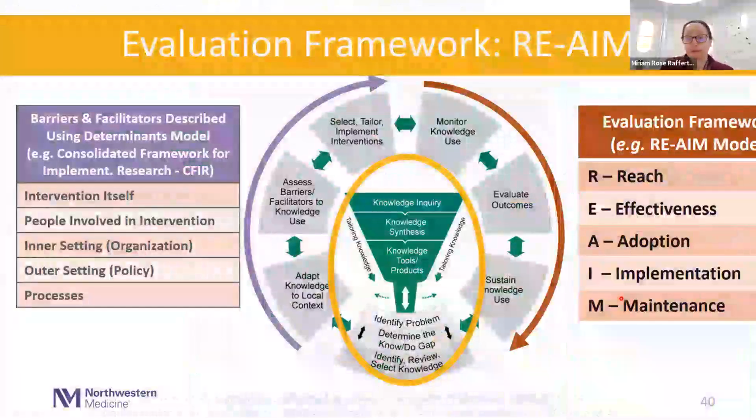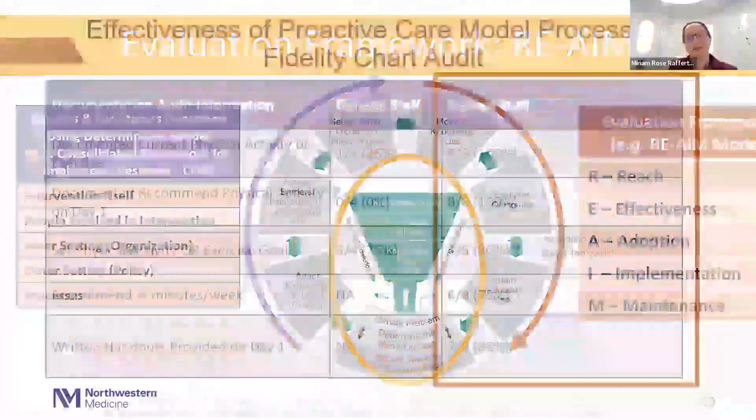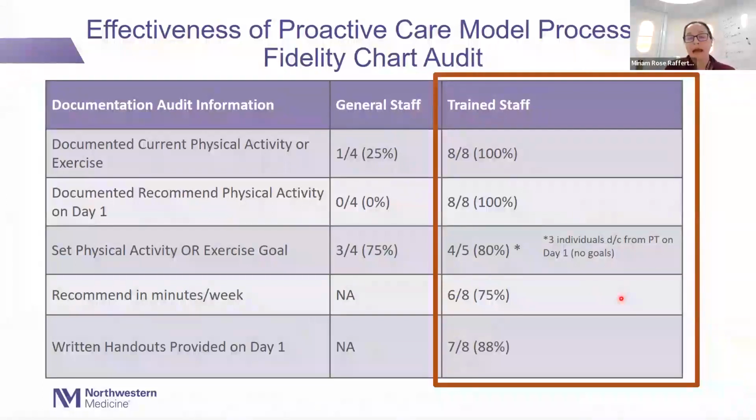We used the RE-AIM framework. And the outcome I want to highlight first is fidelity, and we used chart audits. Chart audits are a really important outcome. In the knowledge to action cycle, they're actually part of monitoring the knowledge use as you go. They're not a final outcome. It's a formative evaluation as well as a final evaluation.